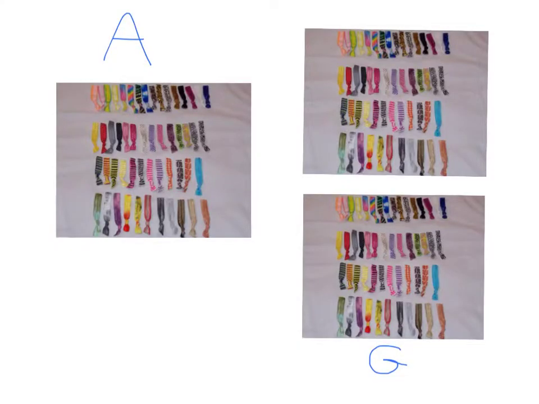On the left, we have Alyssa's hairbands, and on the right, we have Georgia's hairbands. Now, as you can see, Georgia has twice as many as Alyssa. So ratio, if we were to say for Georgia to Alyssa, we would say Georgia has 2 to 1 hairbands.